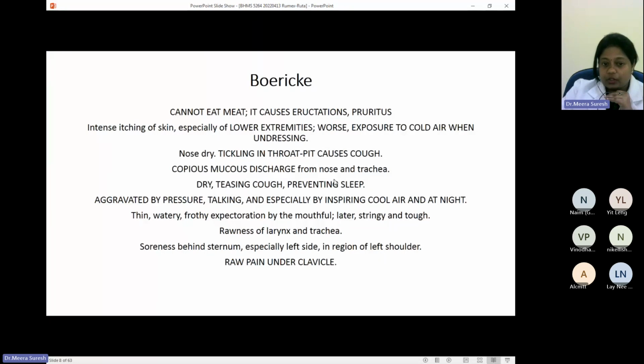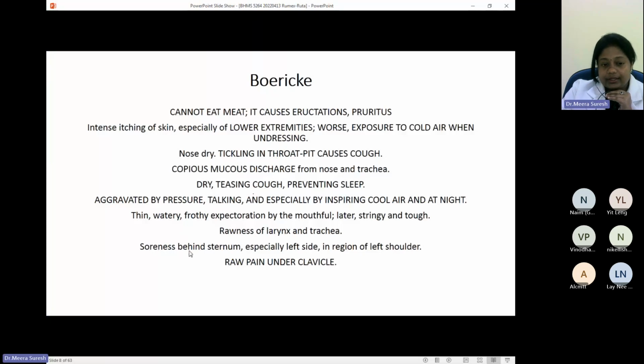Then this was already told in the case of Allen's, that the cough is actually coming from that tickling sensation. It is also seen in spongia and also Argenta met. There will be copious mucus discharge from nose and trachea. As we told, the mucus discharge from the respiratory tract will be increased. Initially, the expectoration will be thin and watery, but later it will become very stringy in nature.